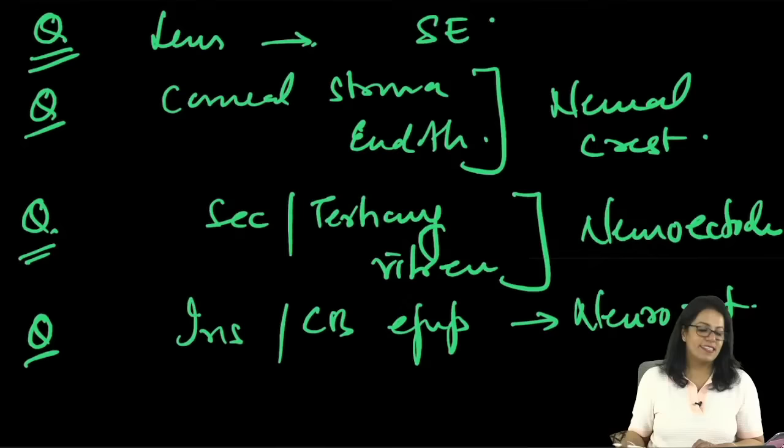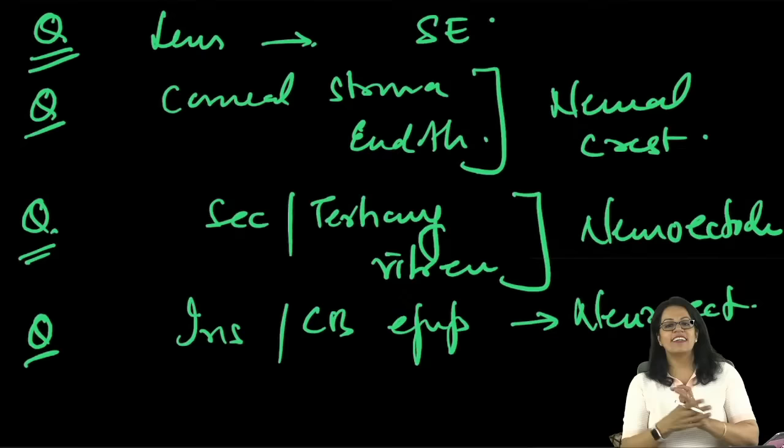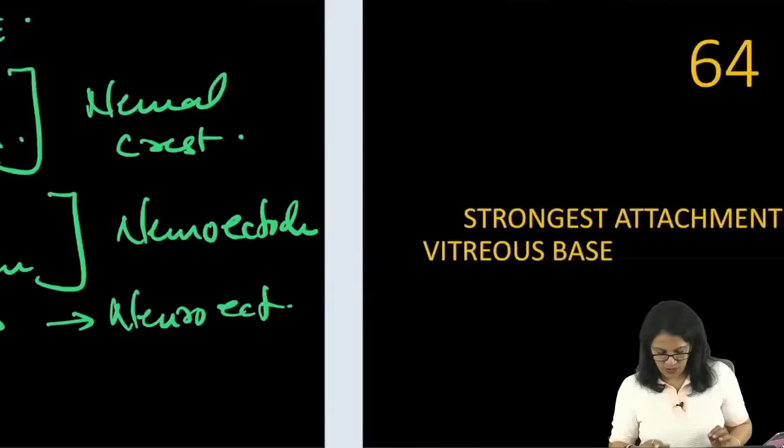So PAX6 gene is the gene responsible for the whole formation of the eye. And what day does the eye formation start? 22nd day of gestation. Ye dono point yaad rakhna. Theek hai? Chalo, next part.